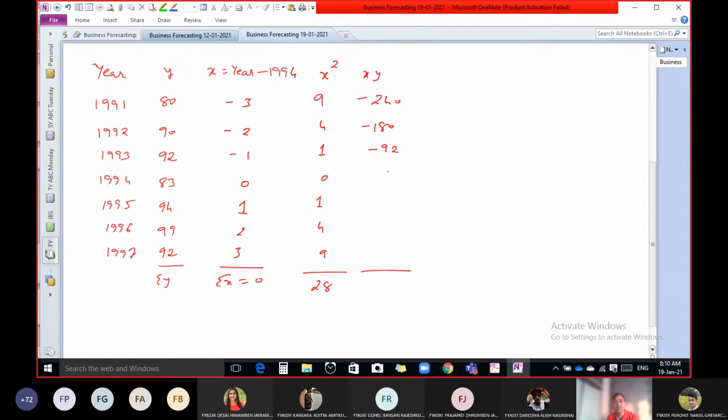83 into 0 is 0, then 94, then 99 twos are 198, and 92 threes are 276. So add these values, you will get sigma y, sigma xy. Here we get sigma x square. What is the value of sigma y? Total of this. What is total of this? 630. 630.